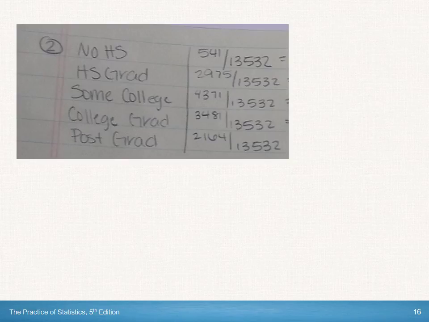Okay, so I'm going to go ahead and put that down there for you guys. So we have no high school, high school graduate, some college, college grad, and post grad. I'm making a new table for this. I suggest that you do that as well. And then I took each one. So on no high school, we had 541. We divide that by our table total of 13,532. And then we do the same for all of the other totals.